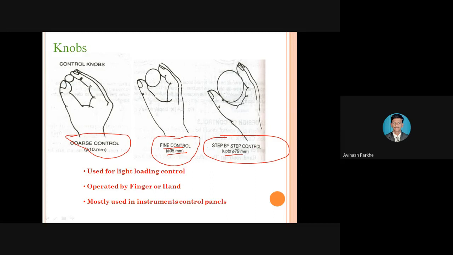If such knobs are provided in any instrument or equipment, the knob should be easily accessible to the operator. If its diameter is very small or very large, the operator or worker is unable to rotate the knob. Therefore, as per the requirement of the operator and the application, the knob has to be designed, meaning its diameter has to be designed.